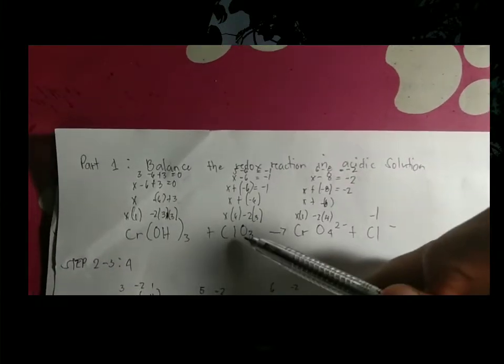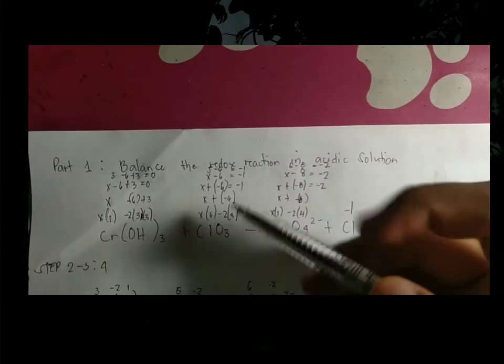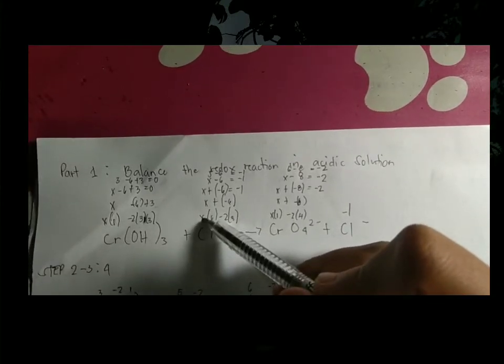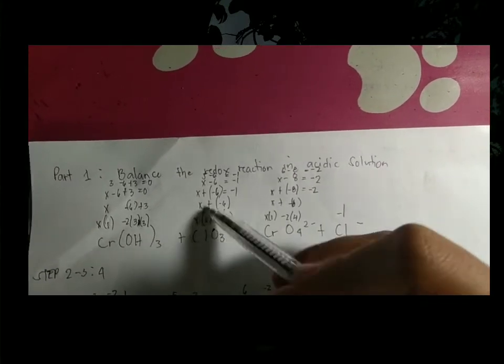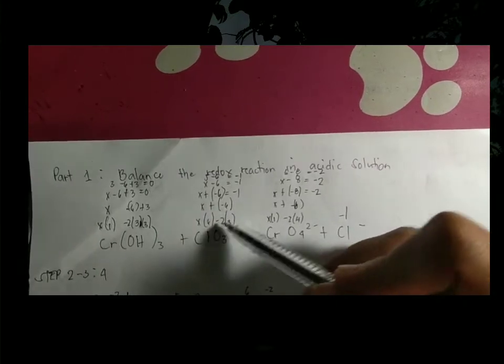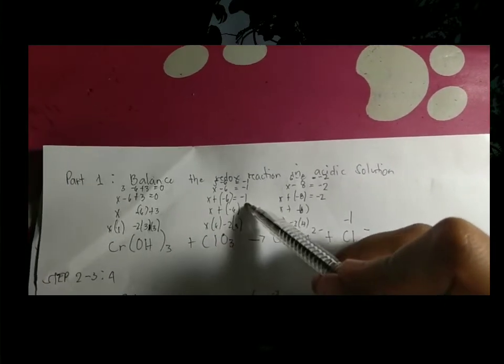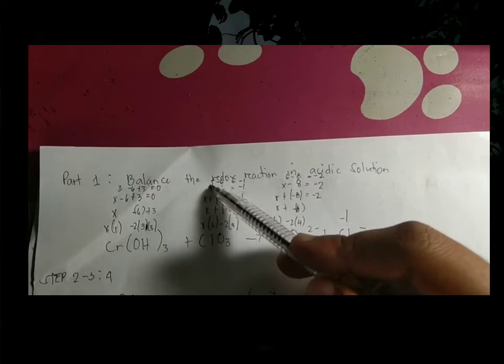So in chlorine and oxygen, we have negative 2 times 3 and X times 6. So X plus negative 2 times 3 is equal to negative 6. So X plus negative 6 is equal to negative 1. So we have to find a number that is equal to negative 1. So we have 5 minus 6 is equal to negative 1.